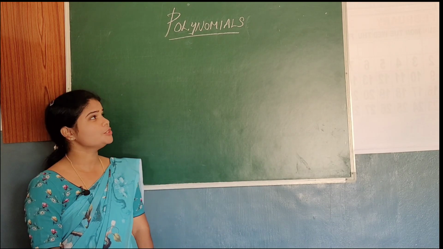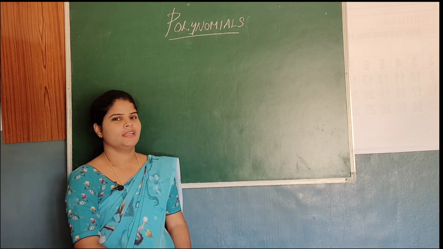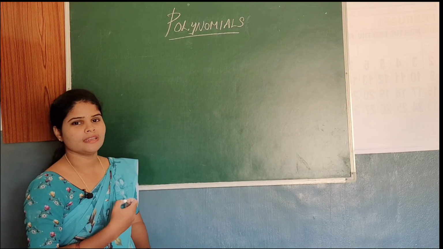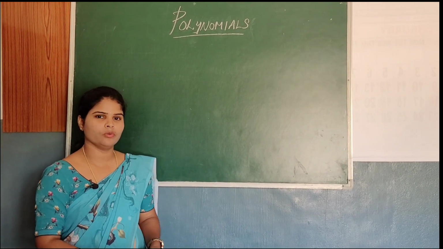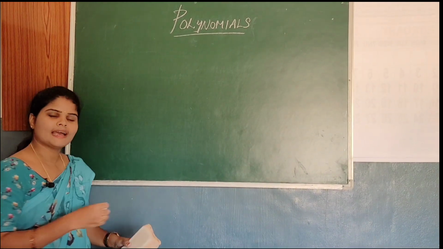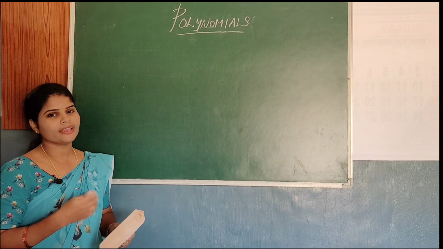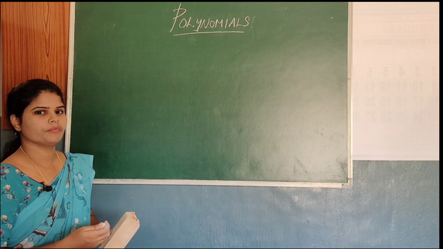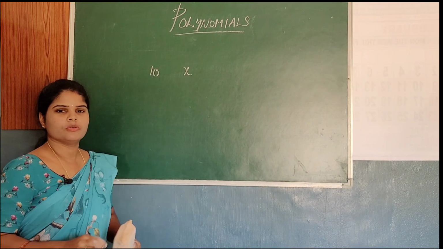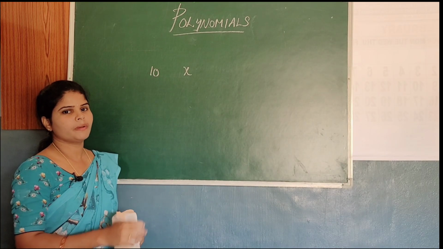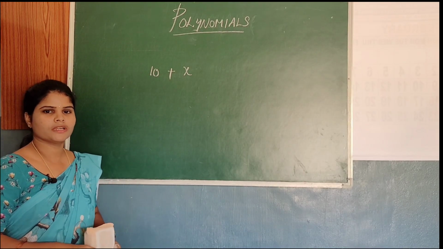Now I am going to teach you polynomials from algebra of grade 10th. Before entering into the lesson, I will teach you some basics which you already know. In a classroom there are 10 girls and X number of boys. How can I get the total strength of the classroom? Girls are 10 and boys are X. By adding, I'm going to get the total strength of the class.